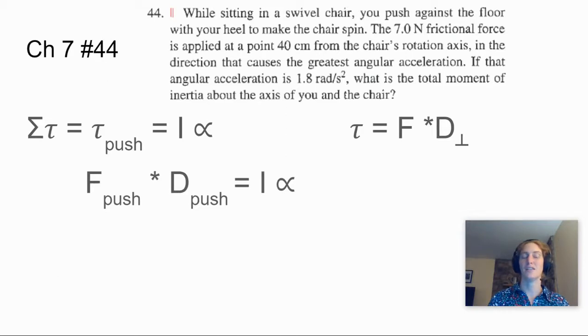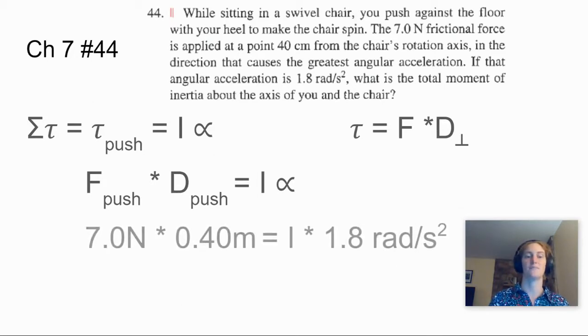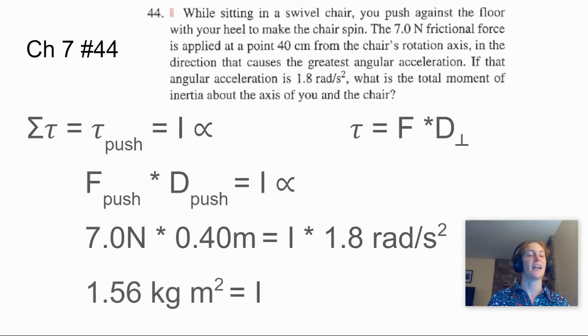And torque is force times distance. So whatever that force is that I pushed with times the distance I pushed with. So now I just need to plug in the numbers. The force I was pushing with was 7 newtons, and the distance I was pushing at was 0.40 meters from the center of my rotation axis. Remember that it needs to be in meters. Then this is equal to my moment of inertia times my angular acceleration, which was 1.8 radians per second squared. Plug that in, and I get 1.56 kilogram meters squared for my moment of inertia.